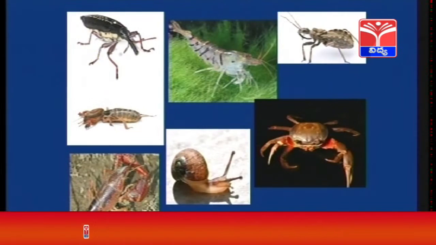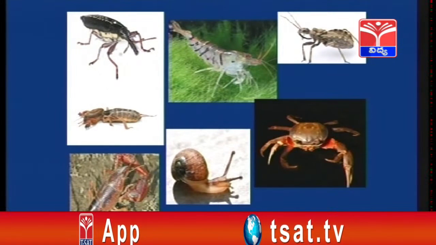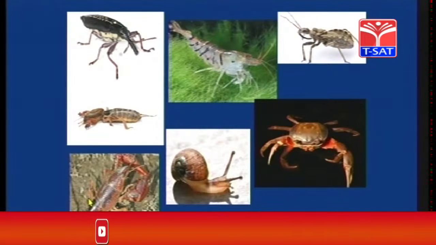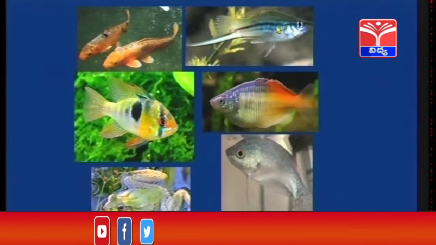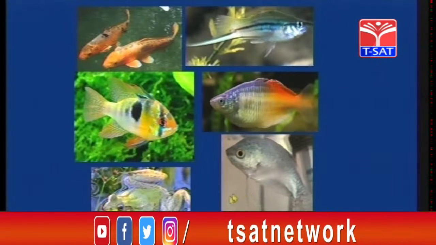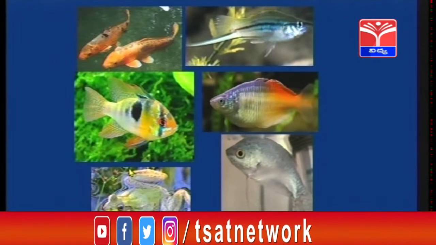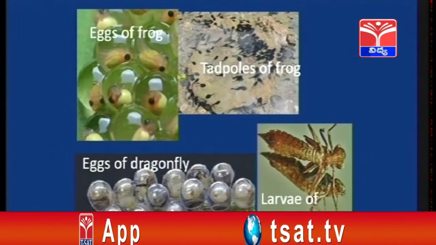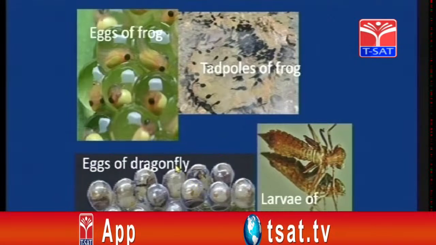So these are the things which are found in the littoral zone, right? The snails, crabs, prawns, lobsters, flies, dragonflies, right? These are the fishes, children, which are found in the littoral zone. Eggs of frogs, tadpoles of frogs, eggs of dragonflies, and larvae of dragonflies can be seen in the littoral zone.